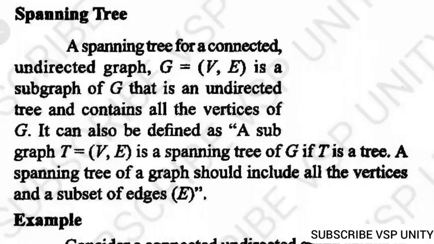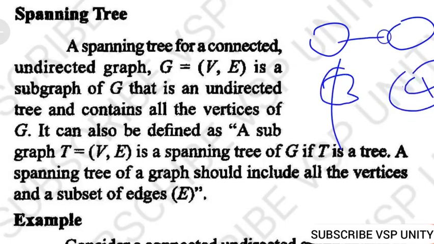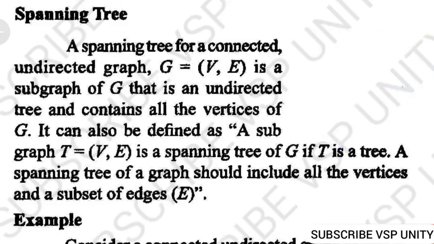In today's lecture, we are going to discuss the spanning tree. A spanning tree is a subgraph of your graph, having vertices and edges. Say, consider if you have 1, 2, 3, 4 vertices, and you have edges like this, which form a circuit or a cycle within it.